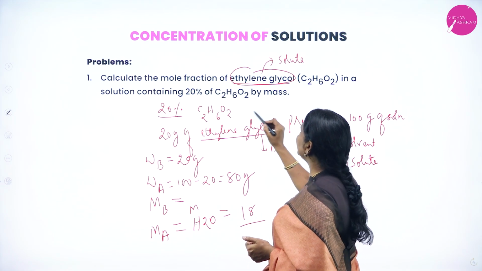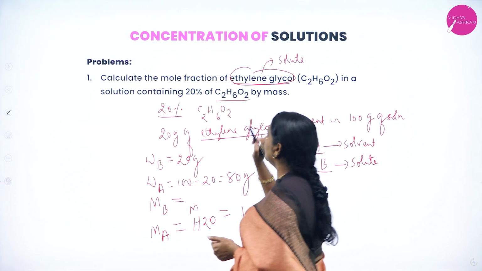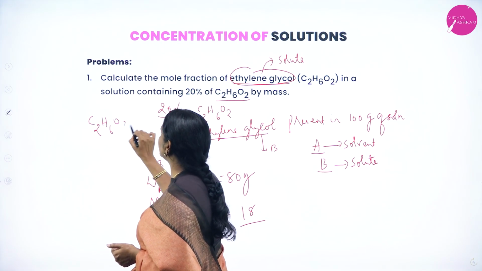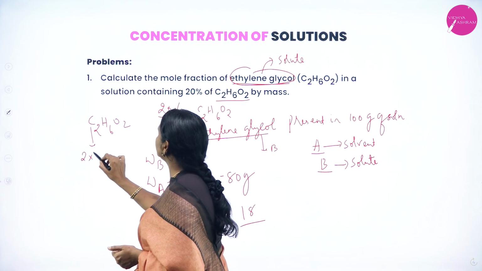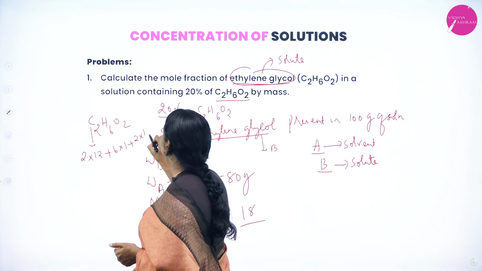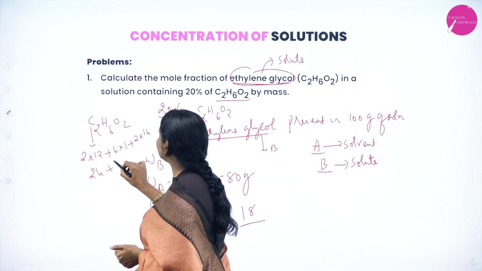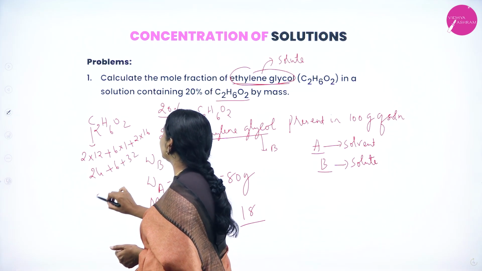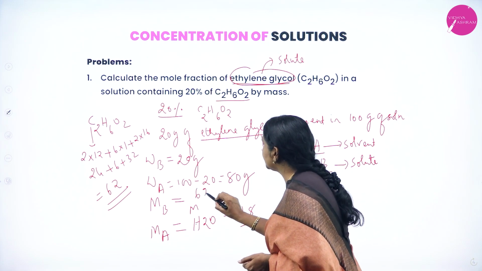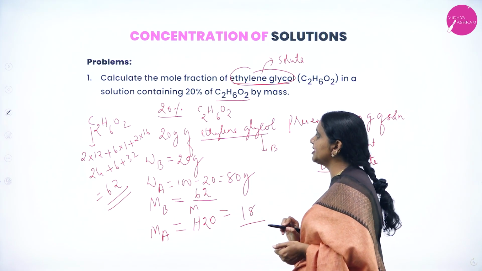As well as ethylene glycol. What's the formula of ethylene glycol? C2H6O2. Here 2 carbon, 2 into 12 atomic mass, 6 into 1 and 2 into 16. 24 plus 6 plus 32 is equal to 62. The molecular mass of ethylene glycol is 62.